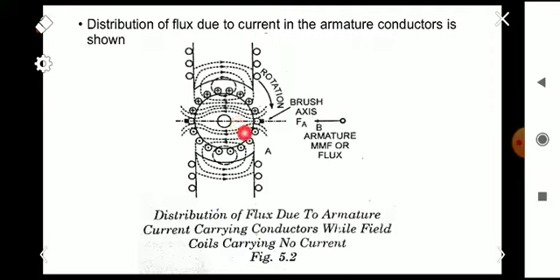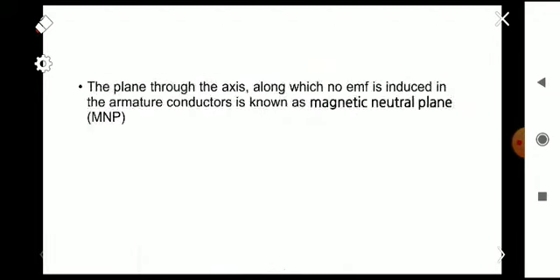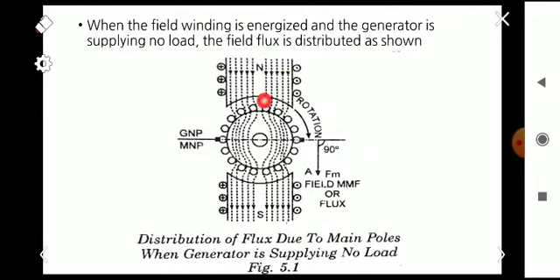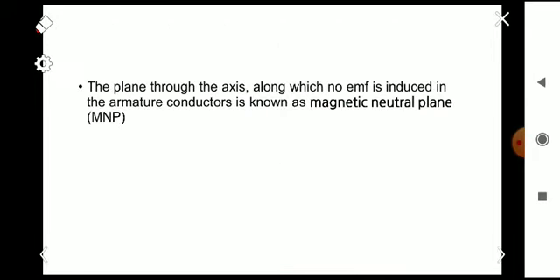This is the case of armature flux alone. Here we are assuming that the field is not energized, but the armature conductor is carrying current. When the armature conductor is carrying current, using the thumb rule there will be a magnetic field around each conductor. This is the figure of armature flux alone. When this armature flux interacts with our main field flux, the armature flux will weaken the main field flux. That is our armature reaction.